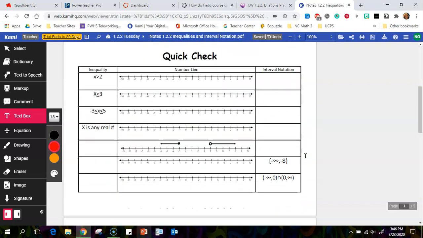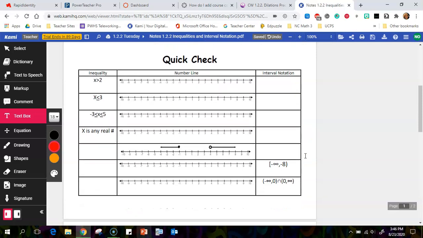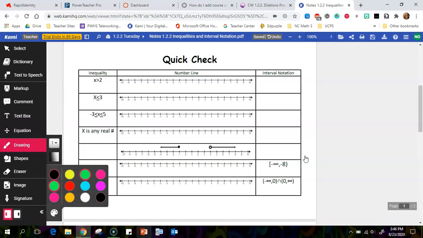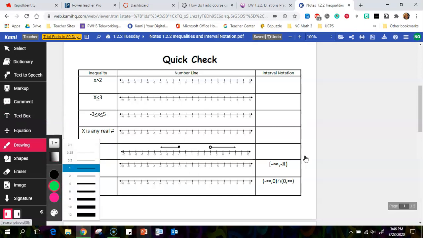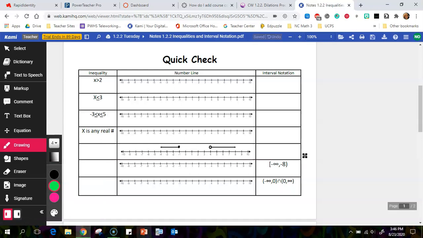Let me scroll down a little bit. So if I asked you to show this inequality, x is less than 2 on this number line, I'm going to get my drawing tool and I'll use like a green or something. I want this to be a little bit thicker, so I'll go to the 4.